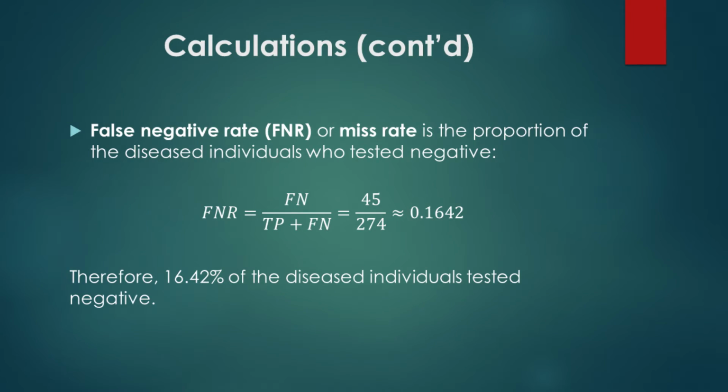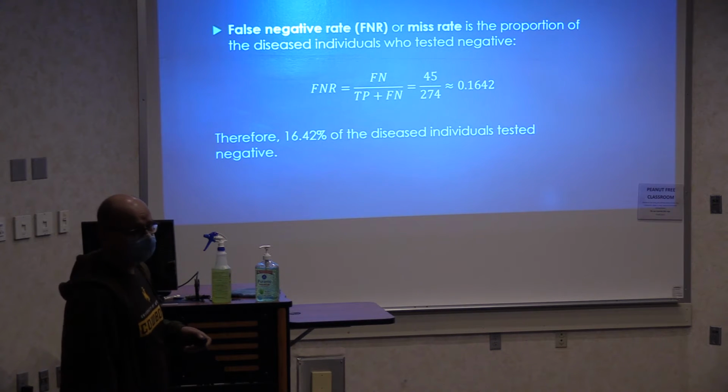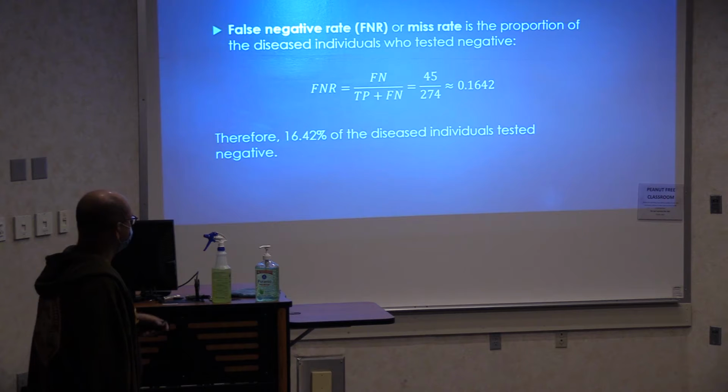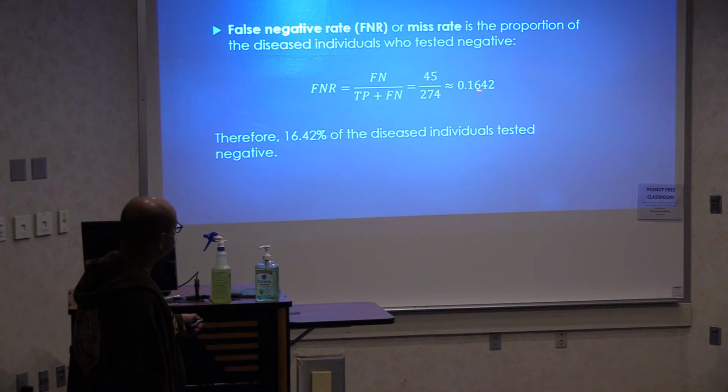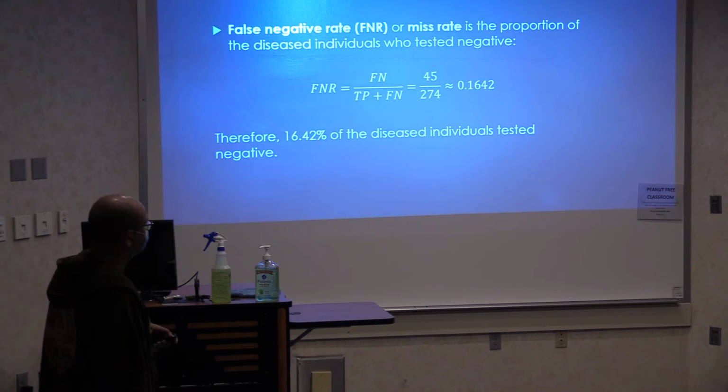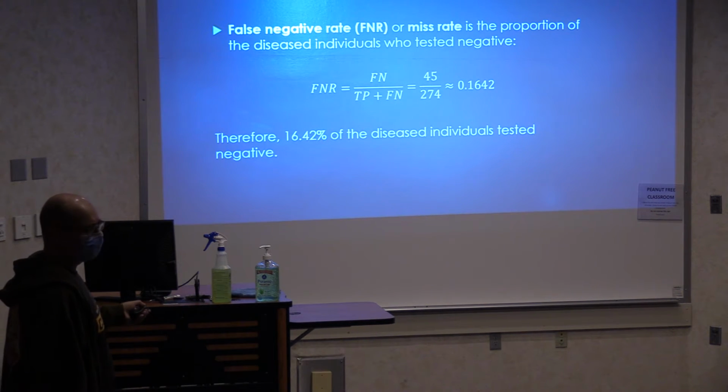False negative rate, very similarly, it's false negatives divided by what? True positives and false negatives, right? So it's the proportion of the diseased individuals who actually tested negative. That number also should be small. Here it's a little bit high, 16.42%. A little high.